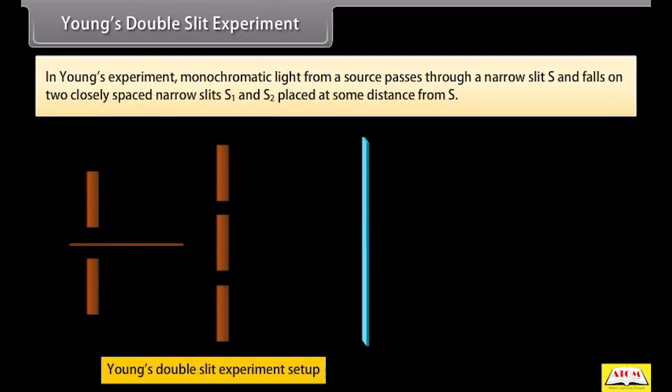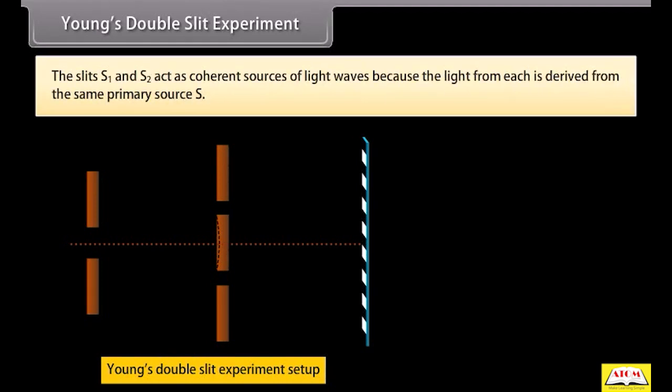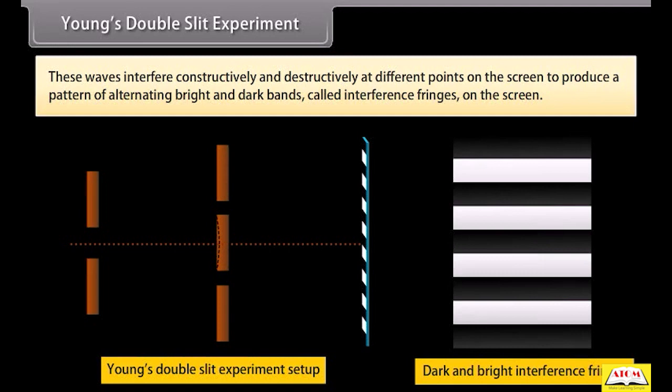Young's double-slit experiment. In Young's experiment, monochromatic light from a source passes through a narrow slit S and falls on two closely spaced narrow slits S1 and S2 placed at some distance from S. The slits S1 and S2 act as coherent sources of light waves because the light from each is derived from the same primary source S. These waves interfere constructively and destructively at different points on the screen to produce a pattern of alternating bright and dark bands called interference fringes on the screen.